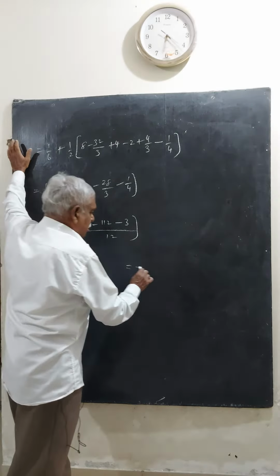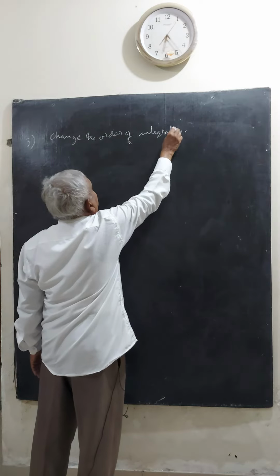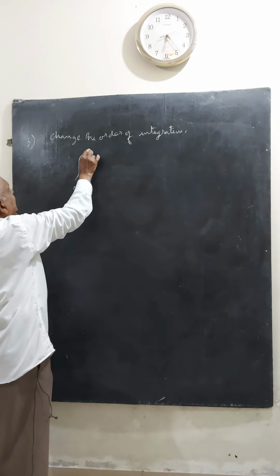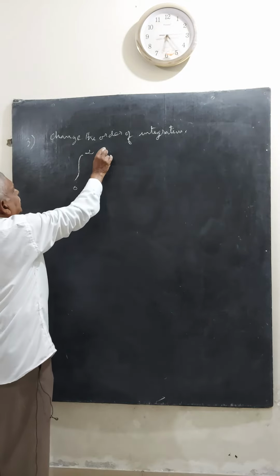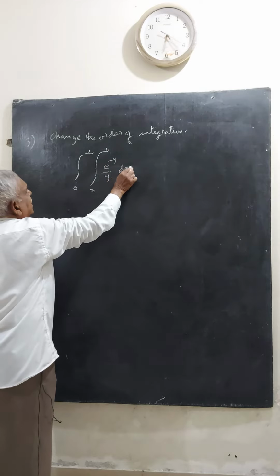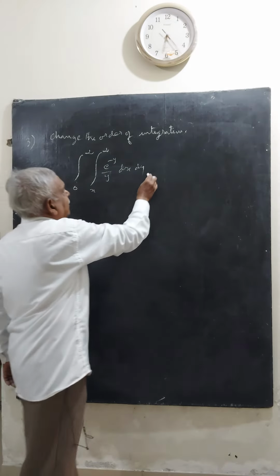Again we are going to see the third sum. Sum number 3. Change the order of integration. Integral from 0 to infinity, x to infinity, e power minus y by y, dx dy, and evaluate.